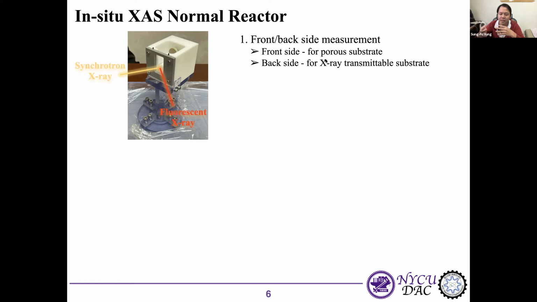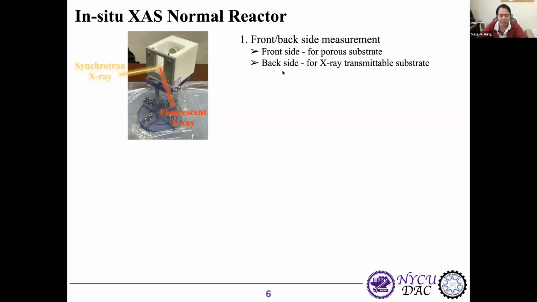But the disadvantage is that the catalytic current in this in situ environment is much smaller than in a normal electrocatalytic cell, because we need to put the sample surface close to the window. In this case, the electrolyte is hard to diffuse to the catalytic surface, so the overall current is much smaller.